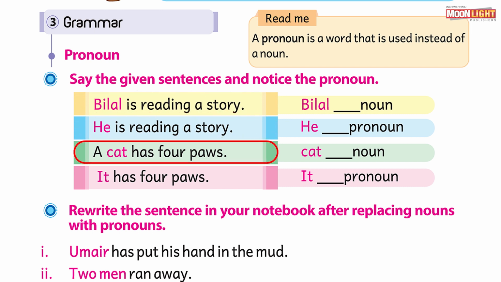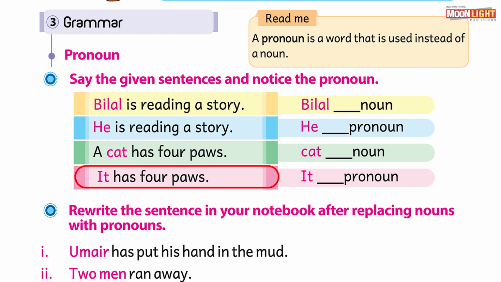A cat has 4 paws. A cat is the animal. For the animal, we use the pronoun it. So we will say it has 4 paws.